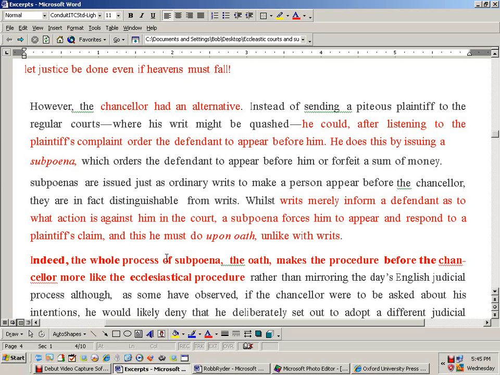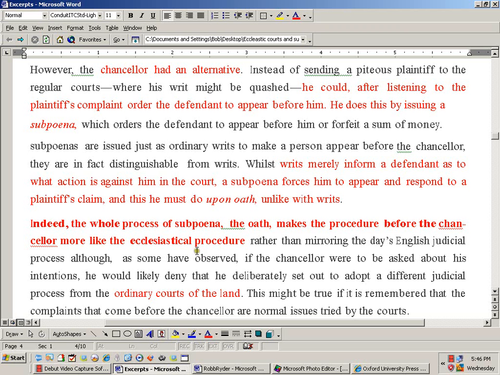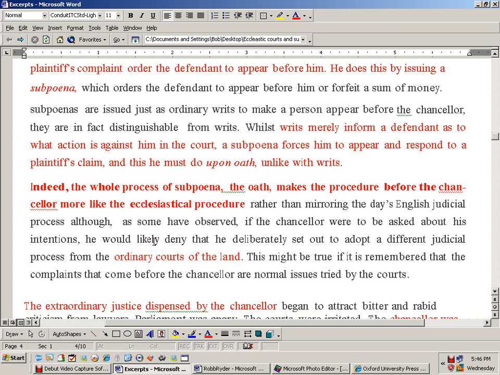Subpoenas are issued just like ordinary writs to make persons appear before the chancellor. They are in fact distinguishable from writs. Whilst writs merely inform the defendant as to what action is against him in a court, such as a show cause summons, a subpoena forces him to appear and respond to the plaintiff's claim, and this he must do upon oath, unlike with writs. The oath makes the procedure before the chancellor more like an ecclesiastic procedure. Right? So, it's an ecclesiastic procedure when an oath is involved.